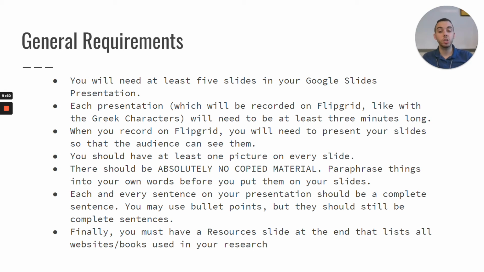Each presentation, which is going to be recorded on Flipgrid, needs to be at least three minutes long. So like I said yesterday, there's no specific sentence count or word count, but you need enough information to be able to talk about your subject for three minutes. Aim for like three to five minutes. If it's any longer than that, you're going to start knocking off points. If it's any shorter, you're going to knock off some points too.